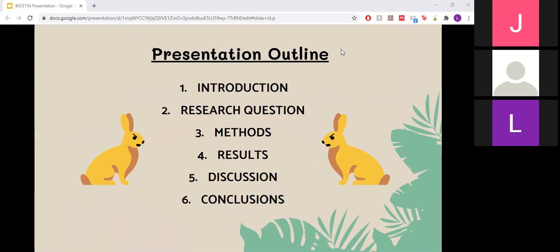So to give you a little outline of our presentation, first we'll start off with an introduction into Australia's abundant bunny problem. And then we'll show you the research question that we posed based on the data set that we were given, followed by the methods that we chose to use to filter through the data, along with the results that we came up with, followed by a short discussion on several other studies that we found about this problem, and we'll finish with a short conclusion on what we found from the data.